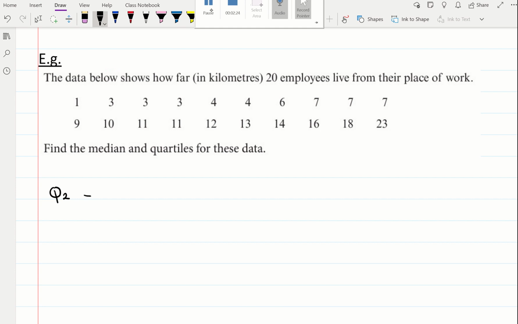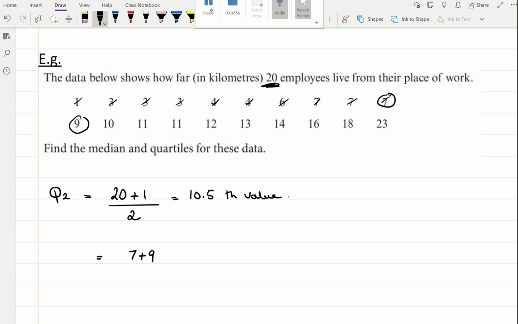So for the median, there are 20 numbers because there are 20 employees. So it's 20 plus 1, I don't change anything, divided by 2, so that's 21 divided by 2, so that's the 10.5th value. So you know that you want between the 10th value and the 11th value. So 1, 2, 3, 4, 5, 6, 7, 8, 9, 10, and the 11th value. So 10 and 11 are there. So it's 7 plus 9 divided by 2, and that is going to give us the median of 8.